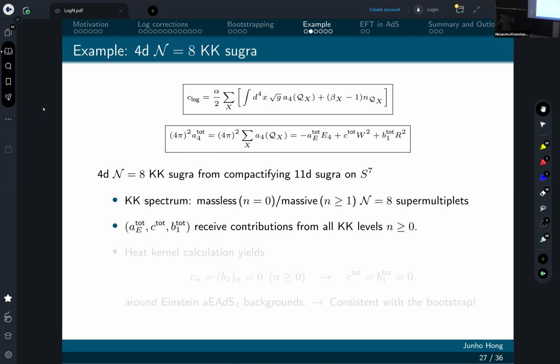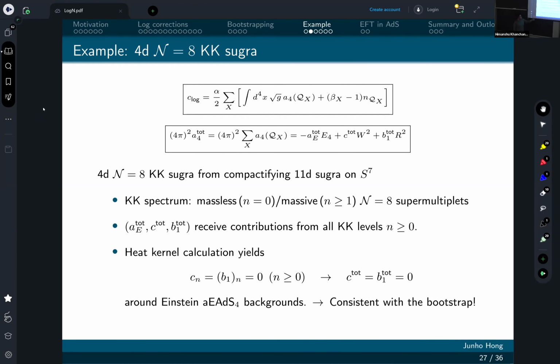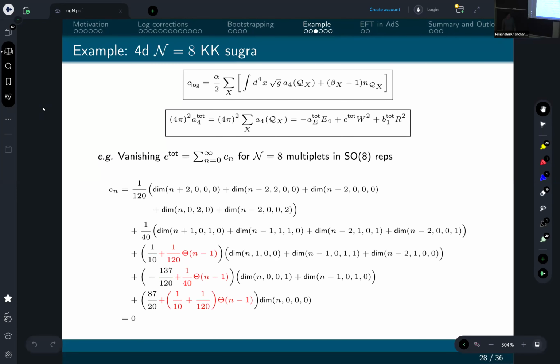Then by tedious calculation, we found that heat kernel coefficients C and B1 vanish level by level for all integer n. So at the end of the day, the sum of C, B1 over the entire tower, of course, has to be 0, and it's consistent with the bootstrap. And you might think, well, isn't this calculation quite trivial? It looks just 0. And I want to say it is not. To show that, I prepared this slide.